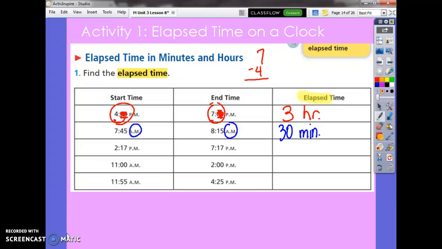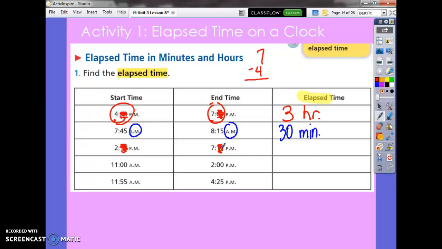The next one, 2:17 p.m. to 7:17 p.m. Again, they're both p.m., which is nice for us. And then looking at the minutes, 17 and 17, which is awesome because they're the same. So I can cancel those out because they're the same. It's like 17 minus 17 is 0, 99 minus 99 is 0, 100 minus 100 is 0. They'll just cancel each other out. So I'm not going to have any minutes here.